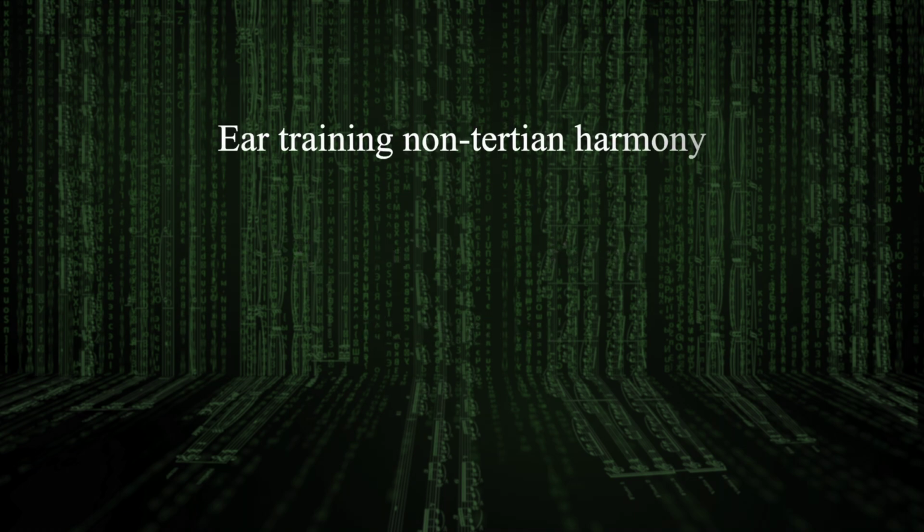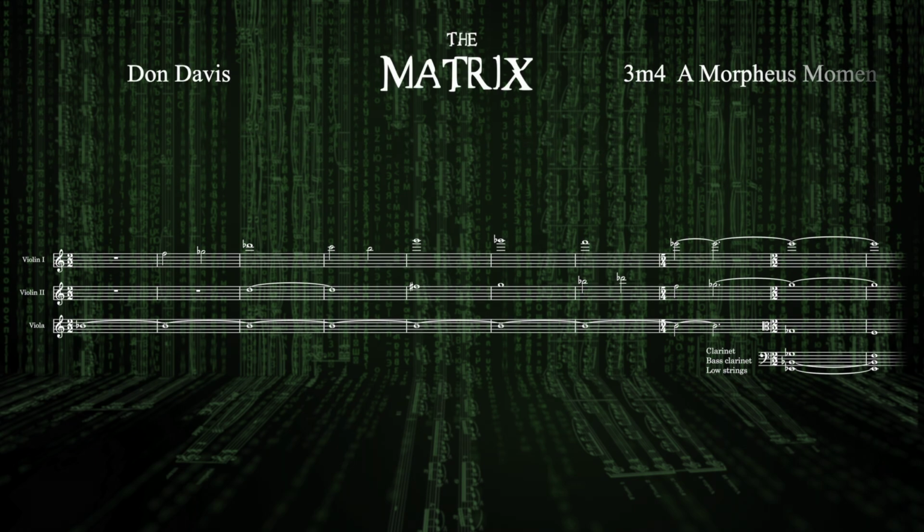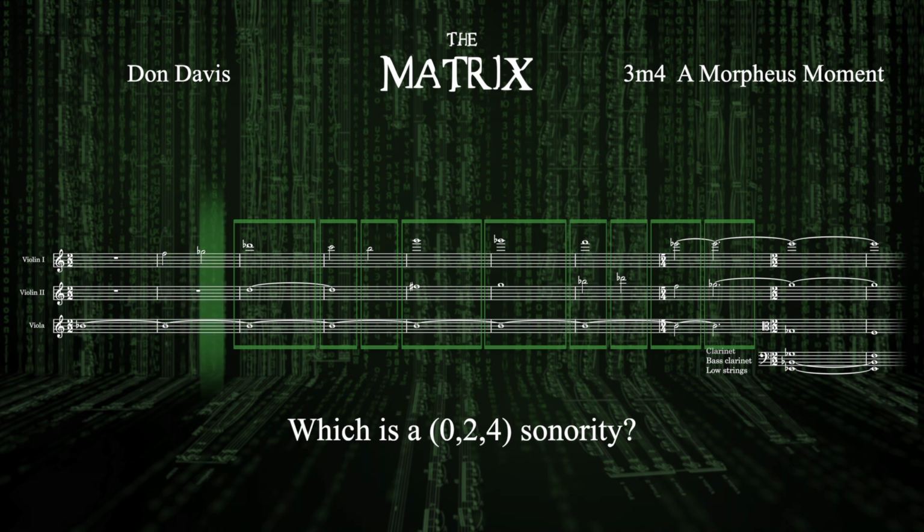Eventually, you'll want to ear train all the possible set types, or at least trichords, so I can start to give you a little bit of practice. In the next example, strings will play in 3-part harmony with a lot of variation in the types of sonority. Before I show you my analysis, see if you can hear which chord is another instance of 0-2-4.